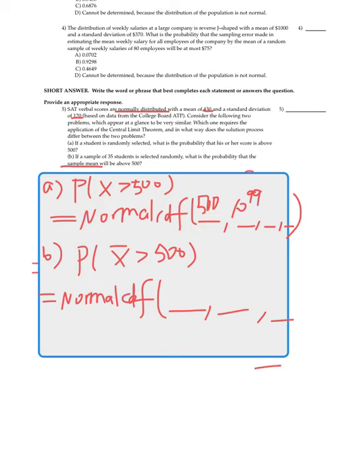And then we need to input 4 numbers. Minimum 500, maximum 10 to the 99, mean is equal to population mean 430. Standard deviation is equal to population standard deviation over square root of the sample size. The sample size is equal to 35. So after calculation, you will find out that this is a very tiny number. It's approximately 0.